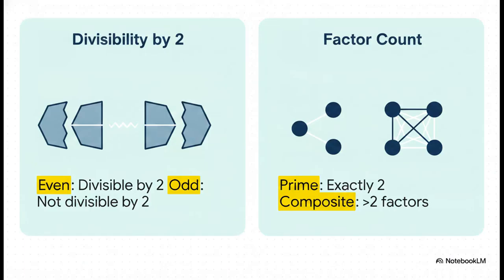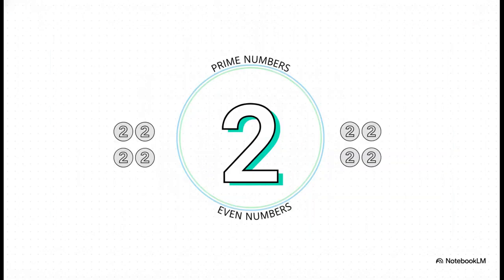This master matrix directly contrasts our rules. And remember, these are 2 entirely different classification systems. Divisibility by 2 strictly dictates if a number is even or odd. Meanwhile, the total factor count dictates if it's prime or composite. Any given number is going to belong to one category from the top pair and one category from the bottom pair. Let's lock in a highly important fact for your exams right now.